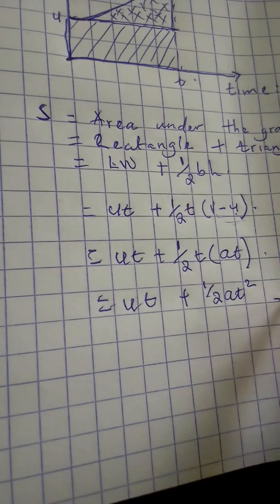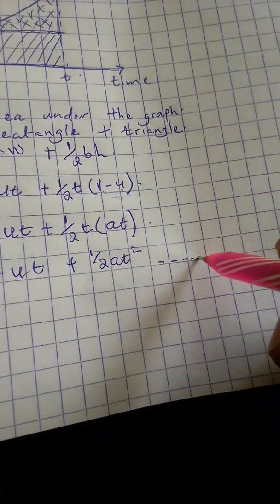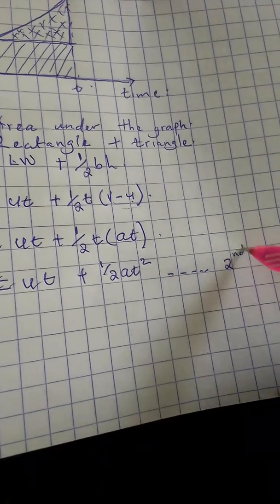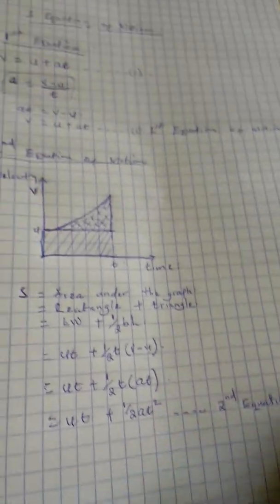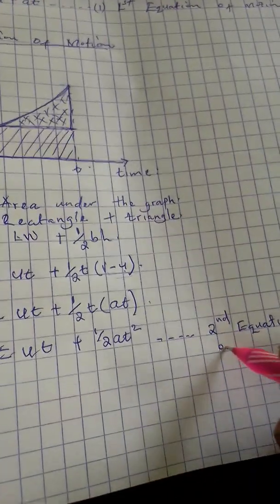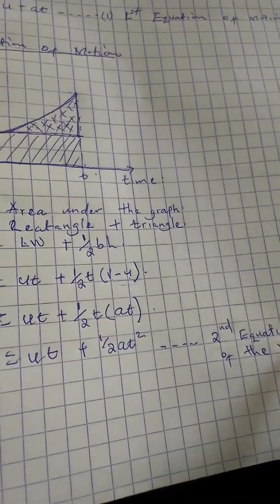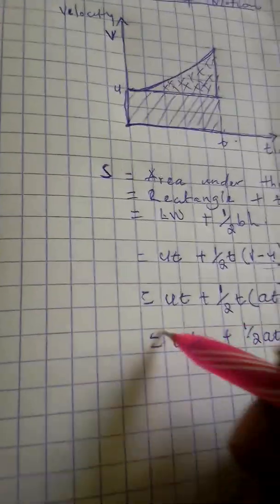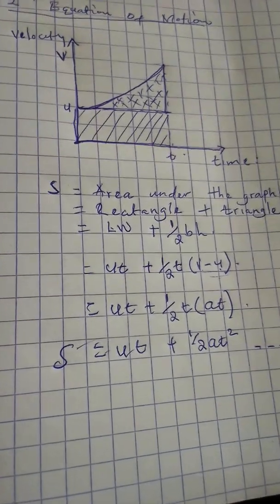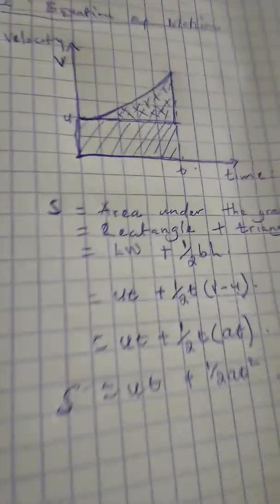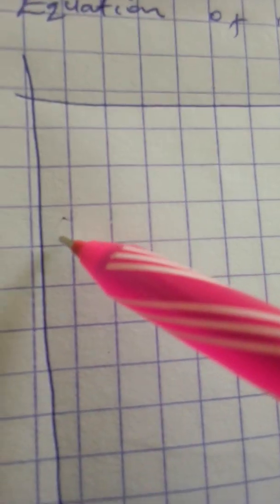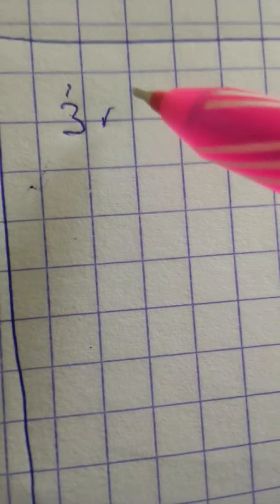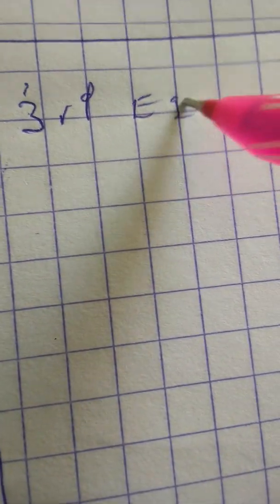and that is how we come up with the second equation of the motion, that s is equal to ut plus a half at squared. Let us move on to the third equation.